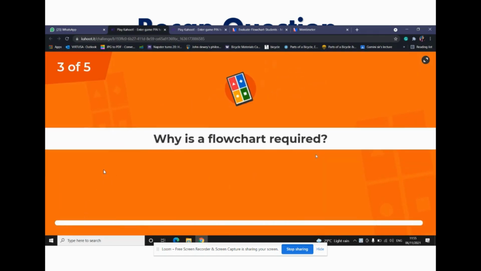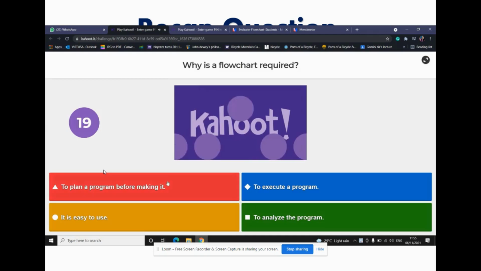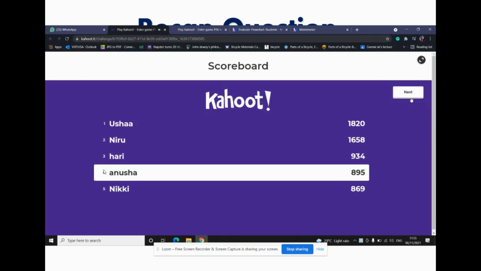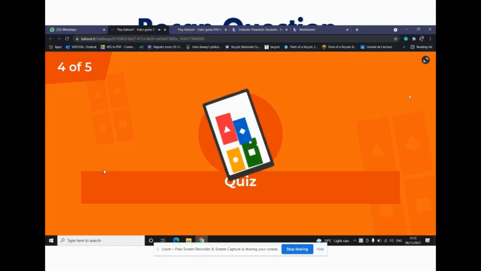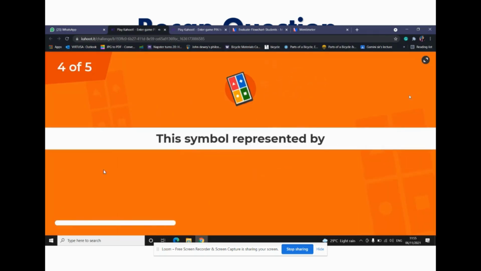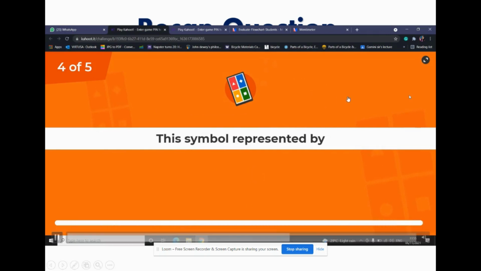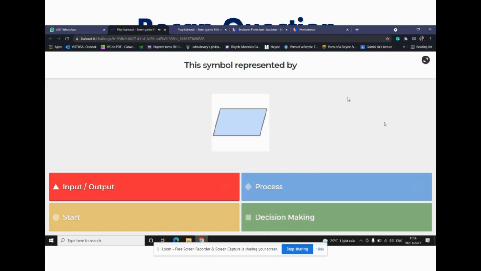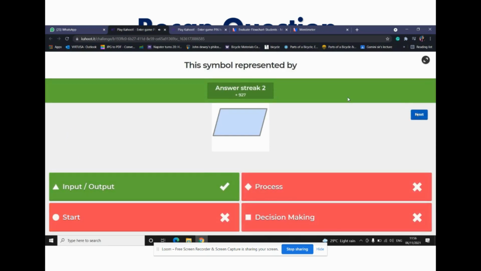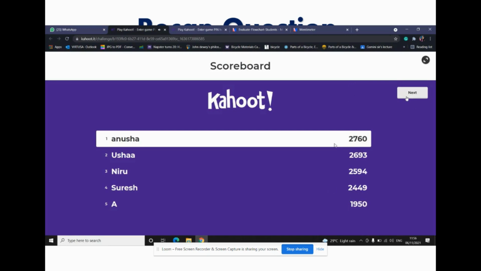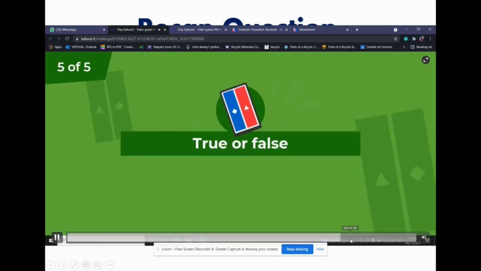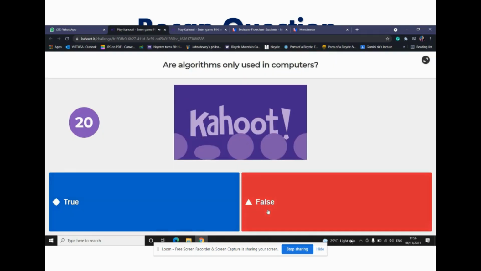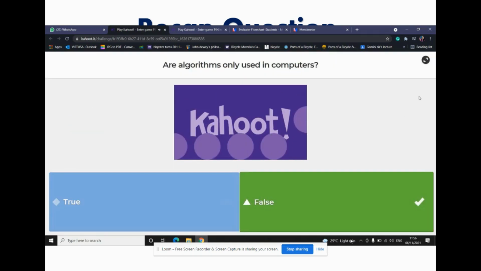Why do we need a flowchart to develop the system? Why are we using this symbol to represent it? This is a true or false question: are algorithms used in computers?